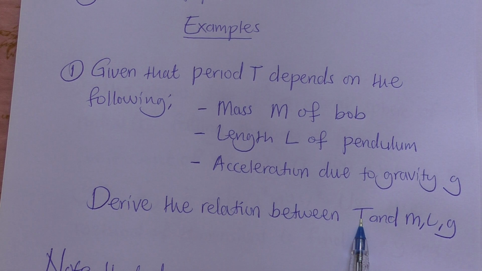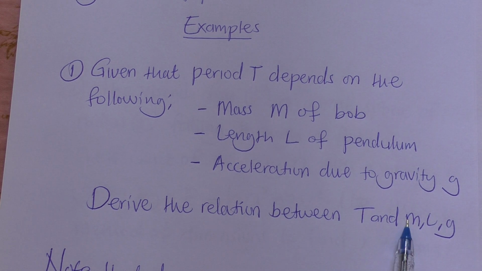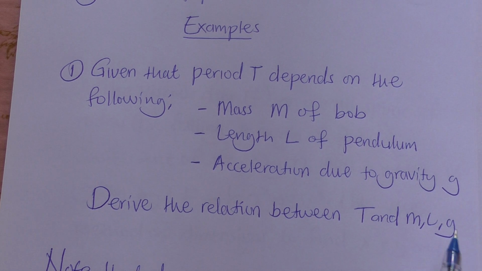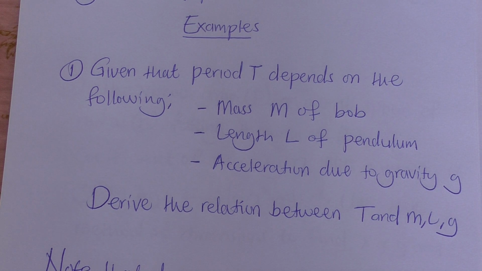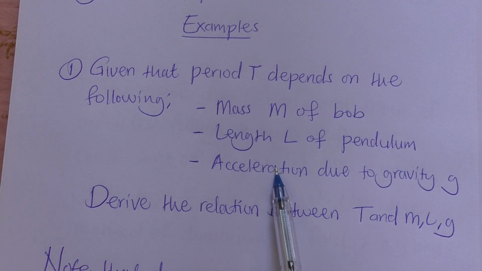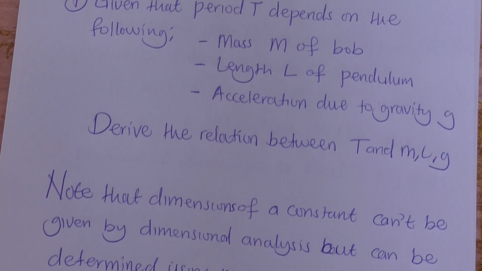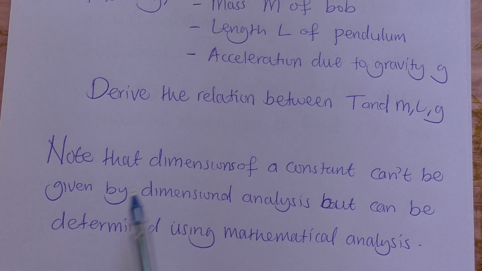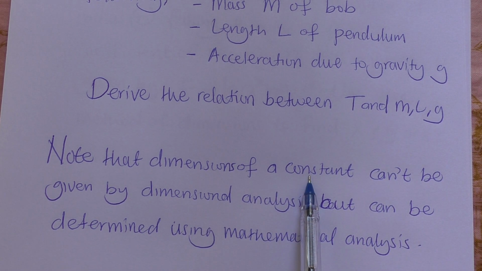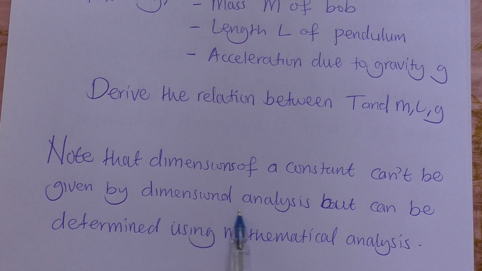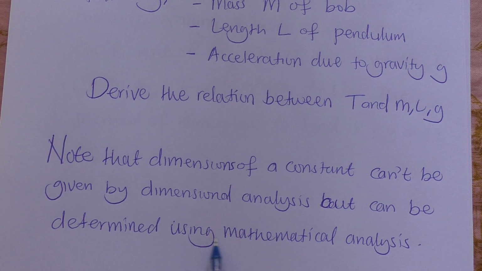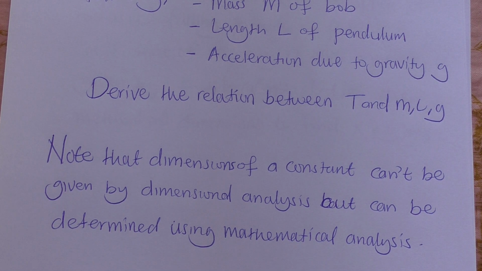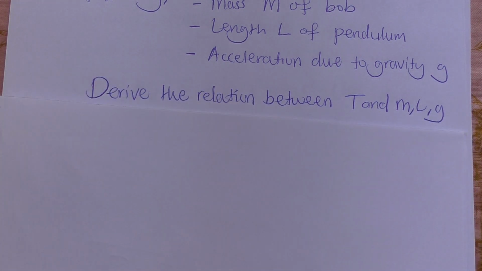So T is for the period, and this one depends on the mass, length, and acceleration due to gravity. So they want us to derive the relationship between the period and these three factors. But we have a note. Note that dimensions of a constant cannot be given by dimensional analysis, but can be determined using mathematical analysis. So that is very important to take note of. Otherwise, we have a problem to solve.